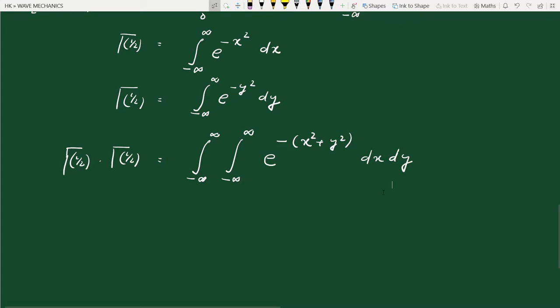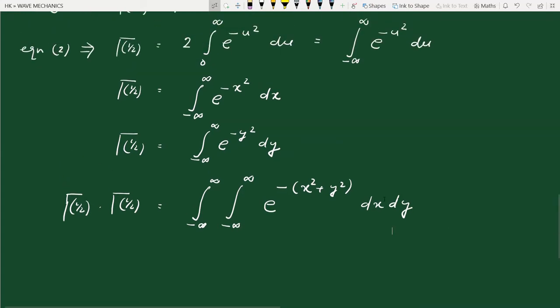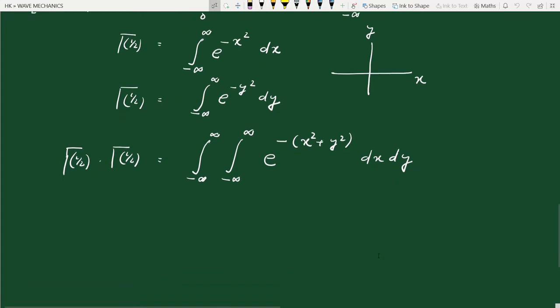Now if you look at this integral, it's a two-dimensional integral, where we are integrating over the xy plane. It's an area integral. This is our domain of integration, the entire xy plane. Now suppose we change this area integral into polar coordinates.